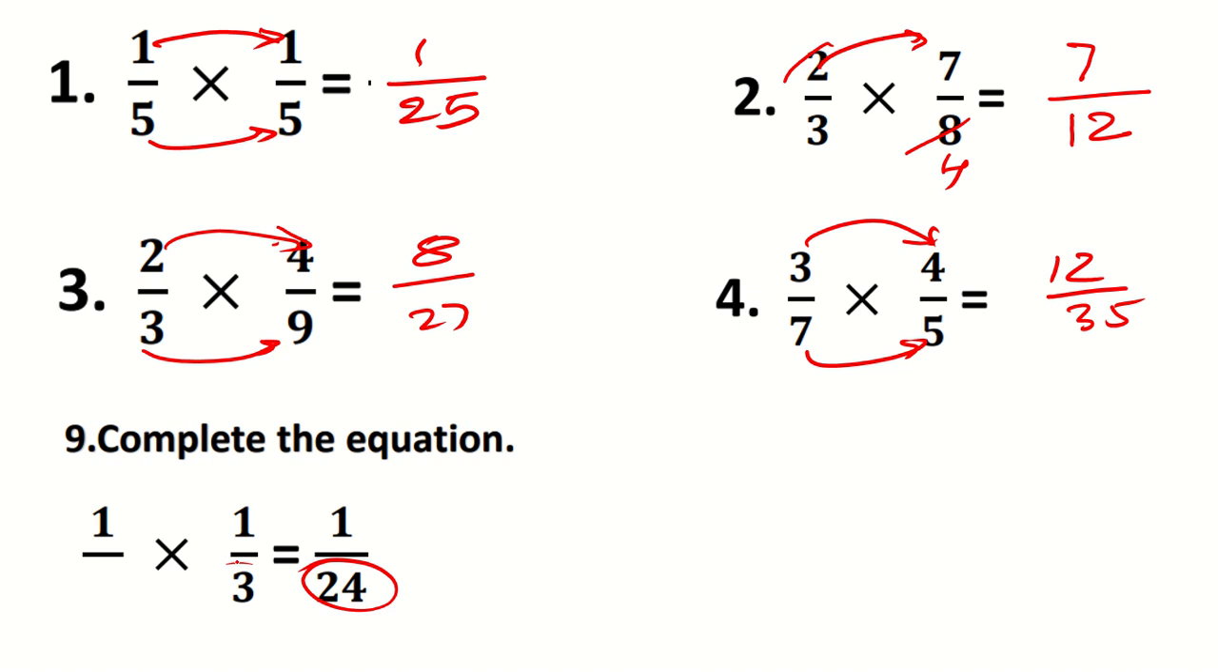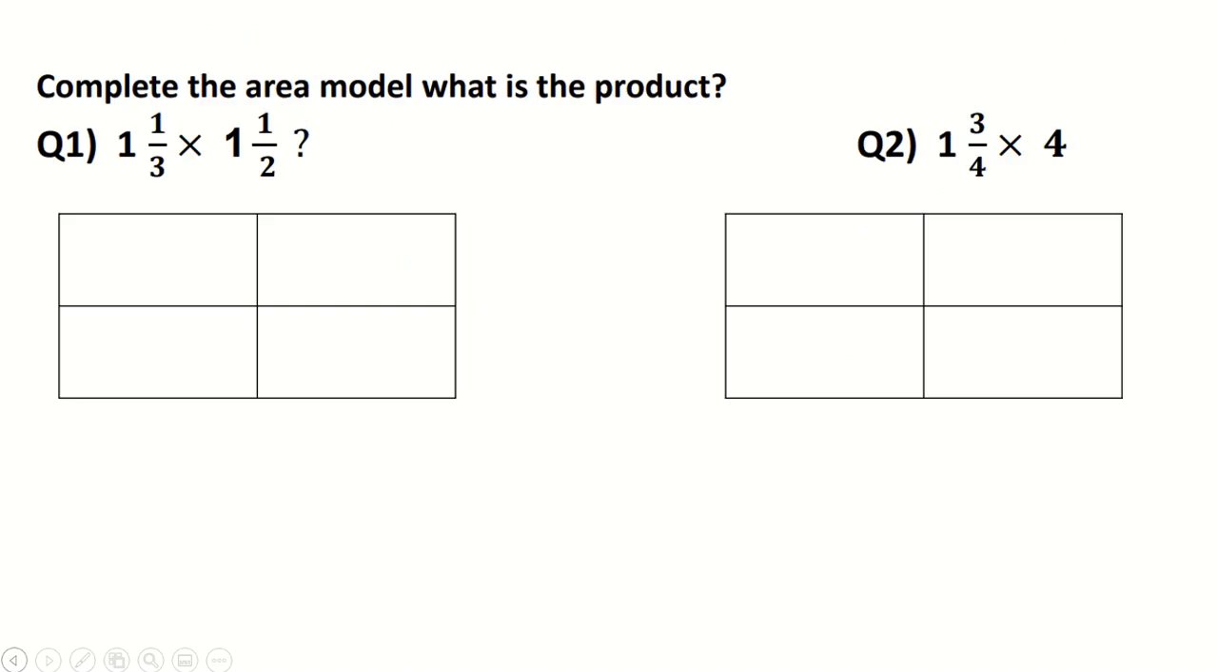So what number do you multiply with 3 to get 24? Did you say 8? Yes, this is the correct answer. Okay. Now they say complete the area model. And what is the product?